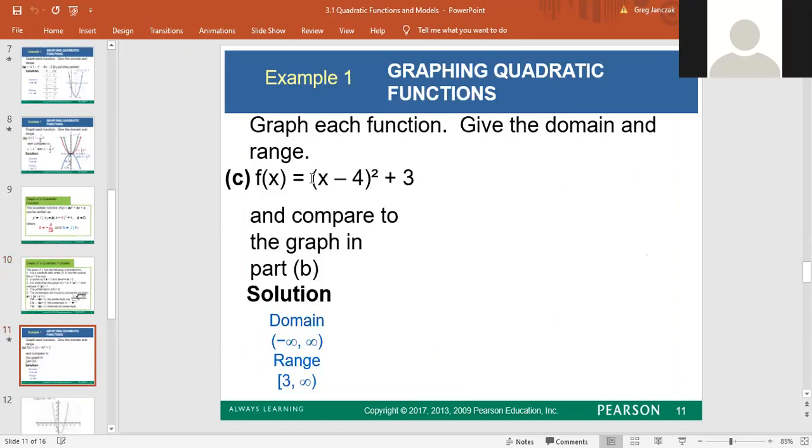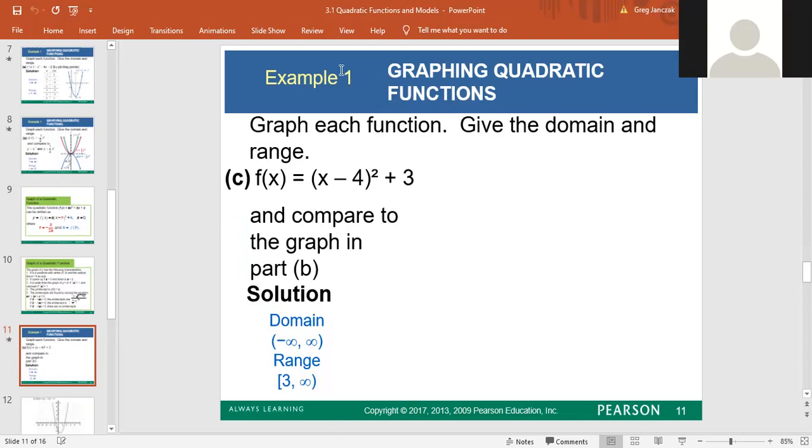Okay, so basically we want to look at this graph here. Given the domain, we want to graph the function and give the domain and range. So we're given f of x equals (x minus 4) squared plus 3. We want to graph it and give domain and range. Okay, so let's see what this looks like.